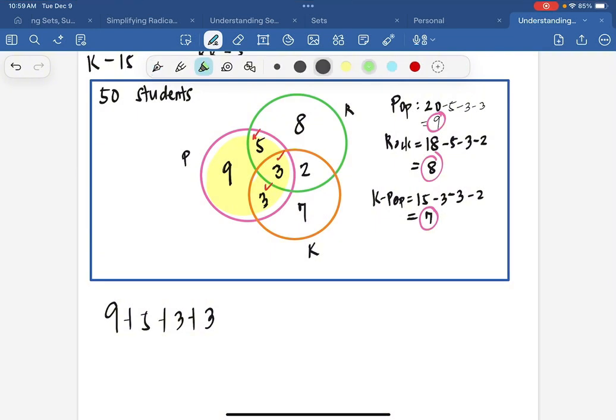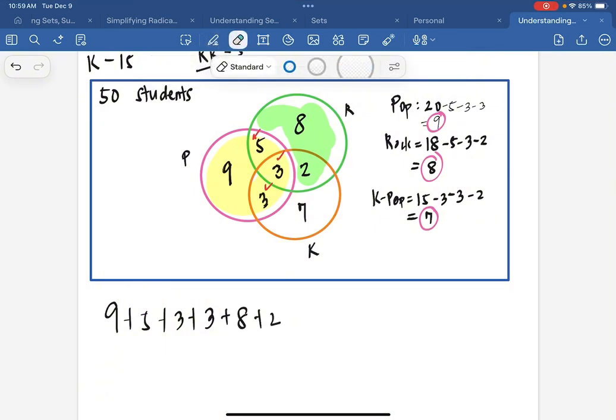numbers which are not already written. So let's go over here. So you have 8 and 2. So plus 8 plus 2. And the last one, that wasn't included earlier, is 7. So plus 7.